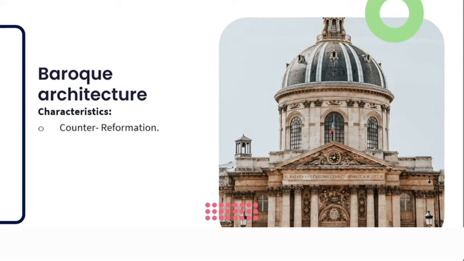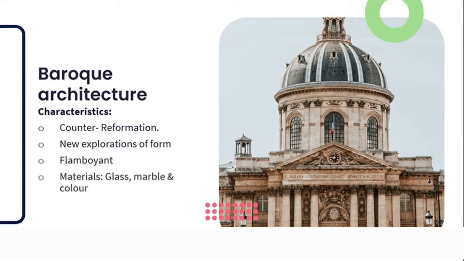We see that the Baroque style architecture was linked to the Counter-Reformation, celebrating the wealth of the Catholic Church. It was characterized by new explorations of form, light and shadow, and dramatic intensity. It was an incredibly flamboyant style, which incorporated materials such as glass, marble, and a lot of color. It also includes the use of domes, pillars, and columns within its structures.